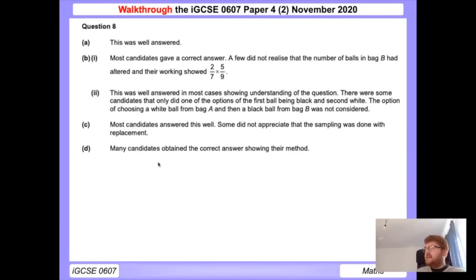The thing with part D is there's no standard method. All you need to do there is make sure you're happy with a trial and error method, and then you get to the right answer. So it's not as if you need to learn anything off by heart in order to answer that question.